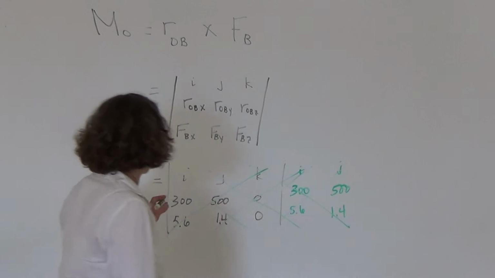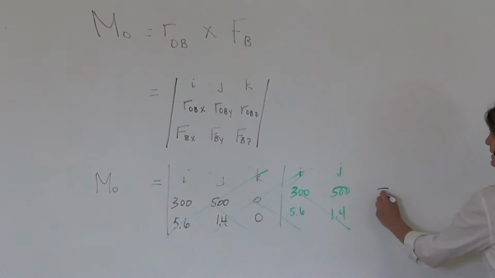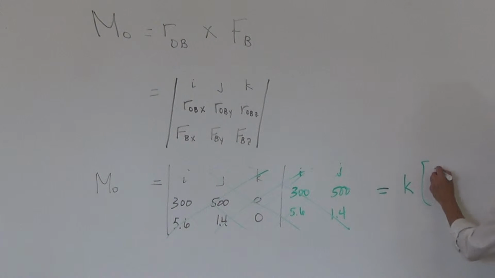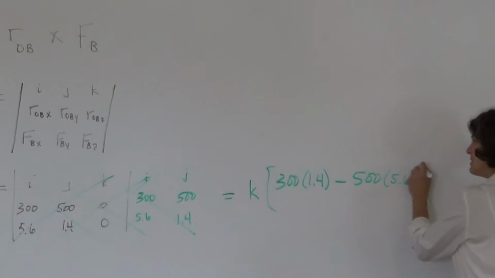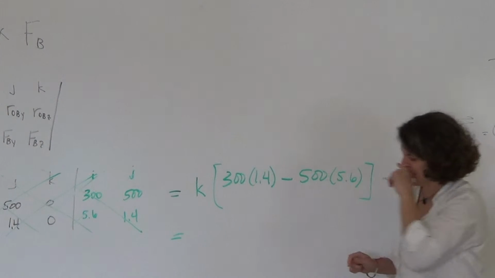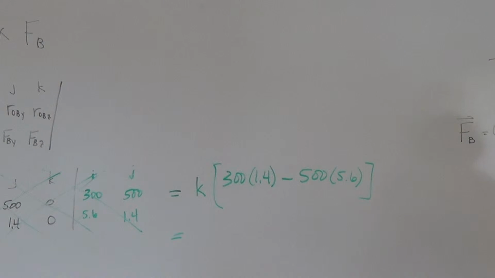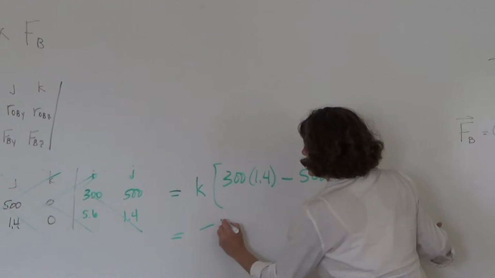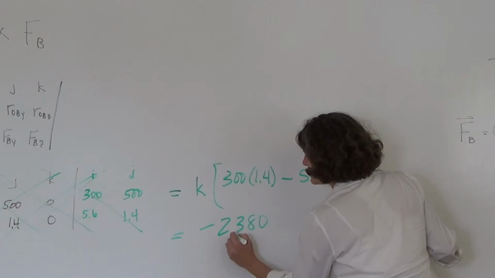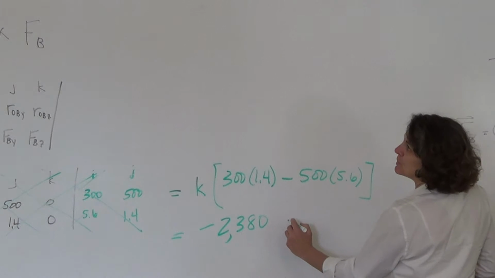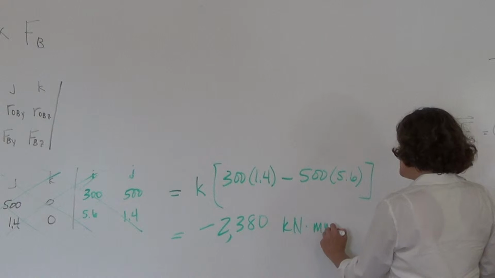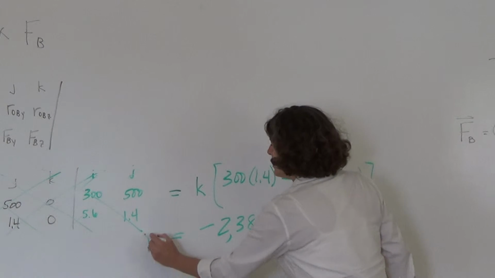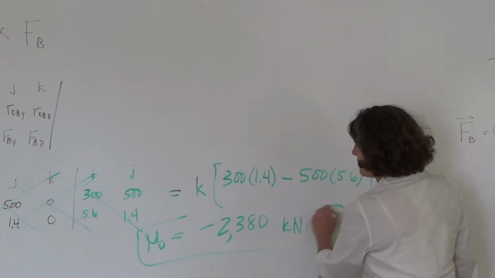So in the end, what you get is K times 300 times 1.4 minus 500 times 5.6. And it comes out to be, what value do you get? Negative 2380. Okay, and what units are we looking at? Kilonewton millimeter. So the moment about O turns out to be this value.